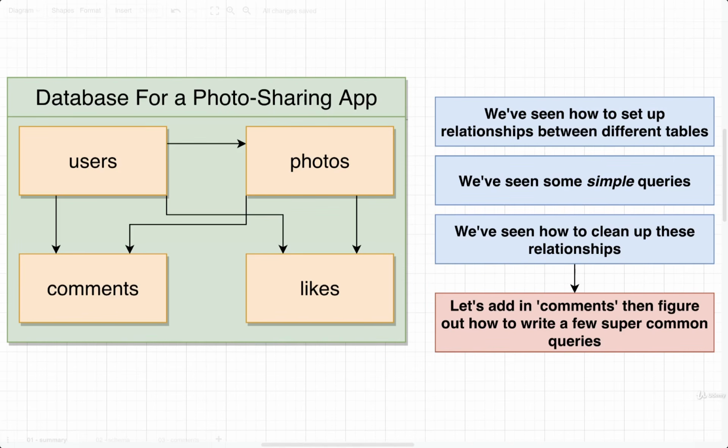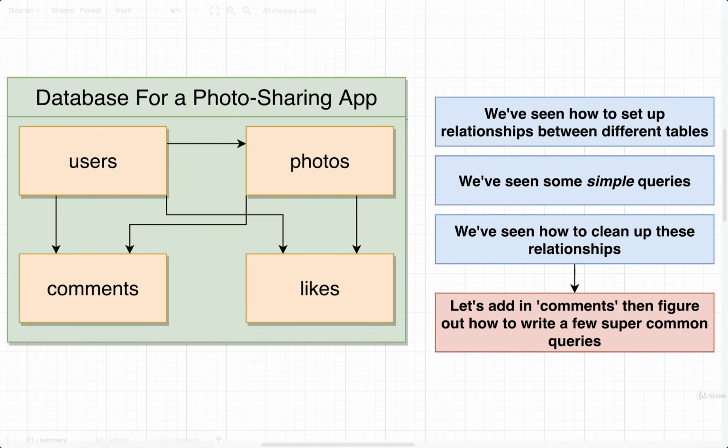At this point, we've taken a look at how to set up a database for a photo sharing application. We've only got users and photos right now. We've at least seen how to set up a relationship between these two tables using foreign keys. We've seen some examples of very simple queries, and we've also seen just a little bit on maintaining data consistency by using those deletion constraints.